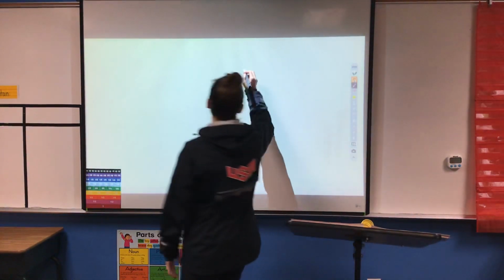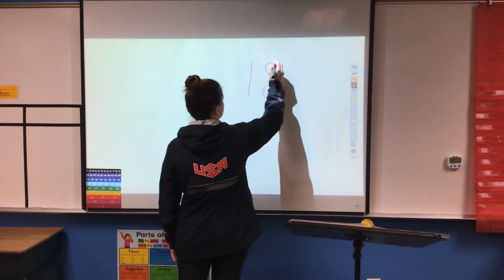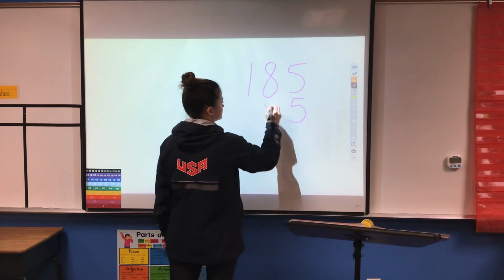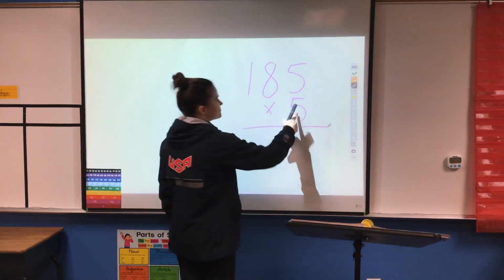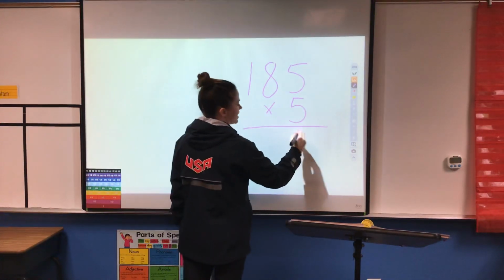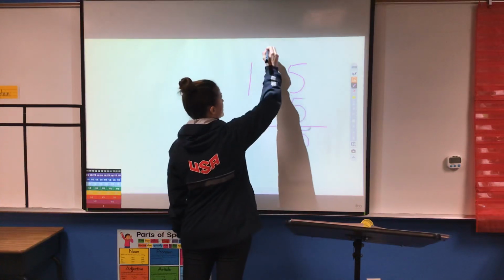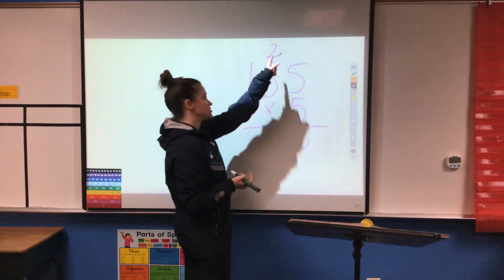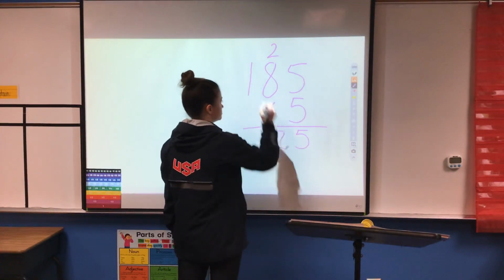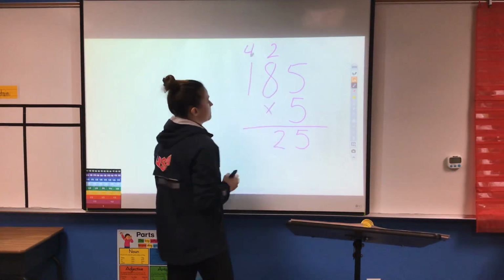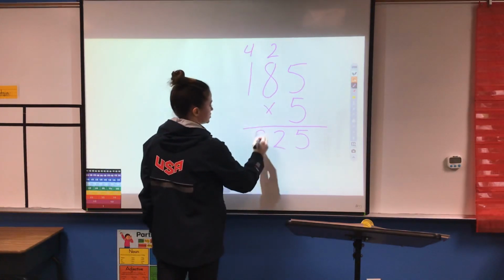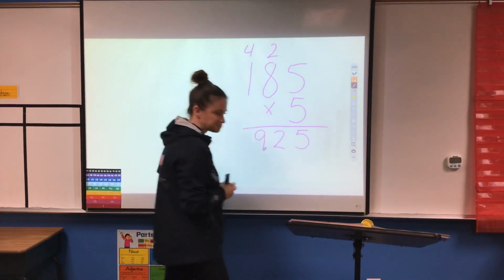So we're going to say the 185 ladybugs times the 5 orders. 5 times 5 is 25. Put your 5 there, carry over. 5 times 8 is 40, plus the 2 would be 42. And 5 times 1 is 5, plus 4 is 9. So you should get 925.